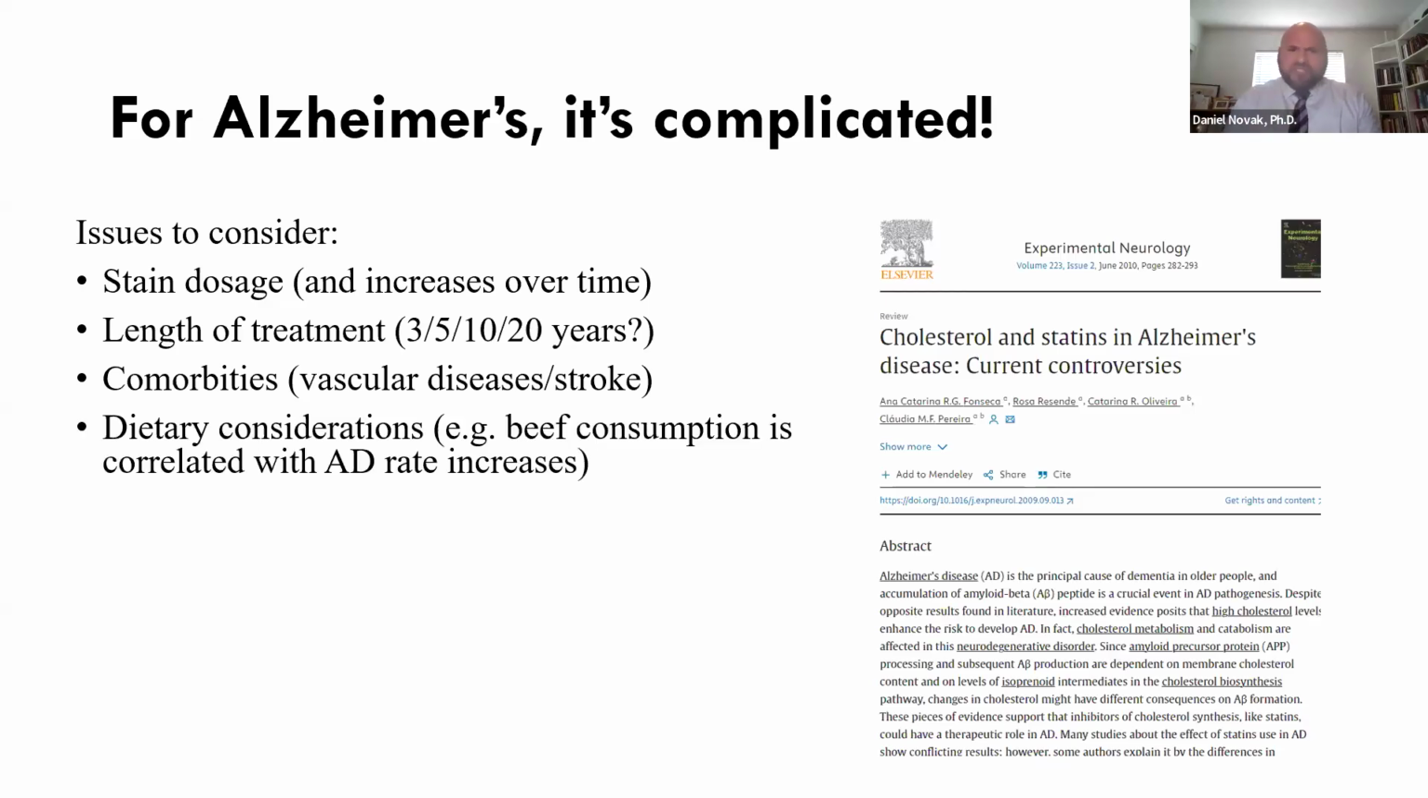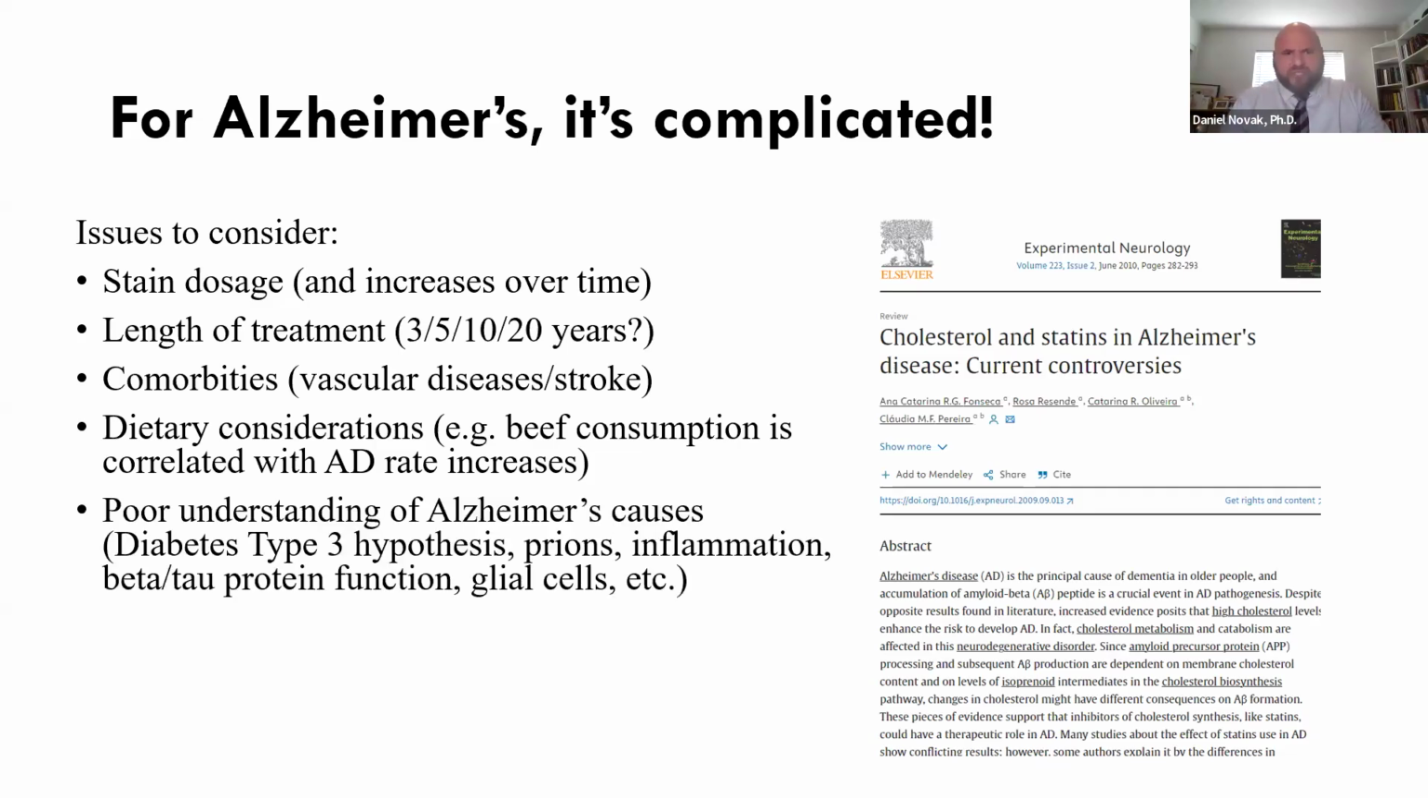There are dietary considerations. In every country where beef consumption is increasing, you see increased rates of Alzheimer's disease. We have poor understandings of Alzheimer's causes, right? Is it type 3 diabetes? Is it prions? Is it inflammation? Is it glial cells? Is it sleep? Who knows, right? We don't really have a good risk model for people, even though I saw a good article today indicating that maybe they can predict it as far back as people's teenage years, which is very sad and interesting. There's also a genetic dimension.